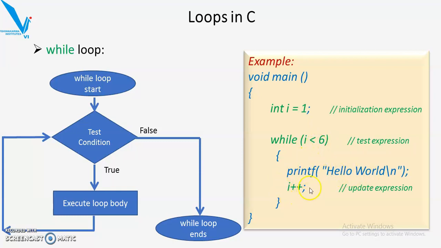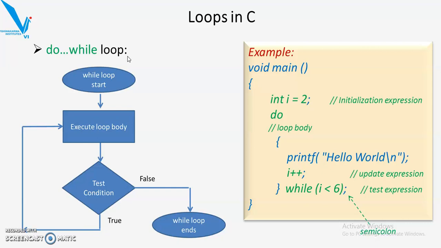Now i becomes 2. Again this condition is tested, that is 2 is less than or equal to 6, and the body of the loop is going to be executed. So it will print hello world. It will run until the condition is no longer satisfied. Once the condition becomes false, it will come out of the loop.